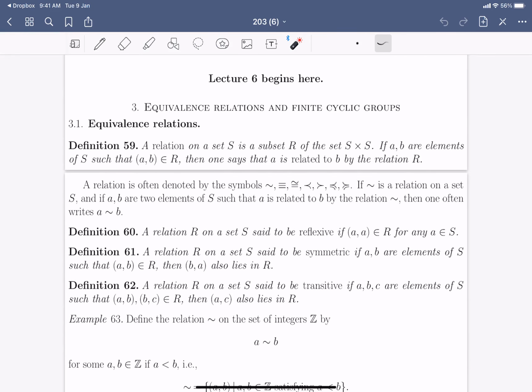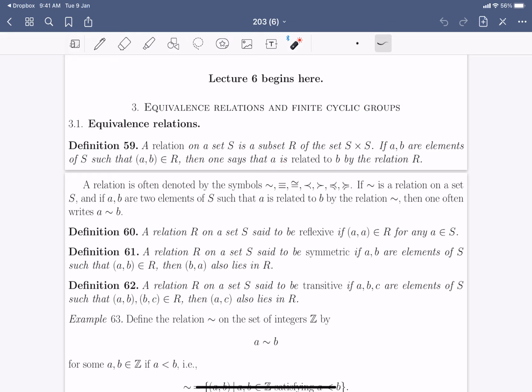Recall that if we have a set S, then a relation on a set S is a subset of S cross S. Okay, and if (A, B) is a tuple inside S cross S that lies inside R, then you say that A is related to B by the relation R.